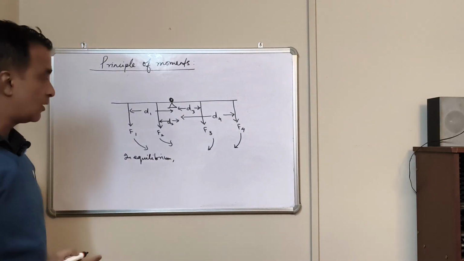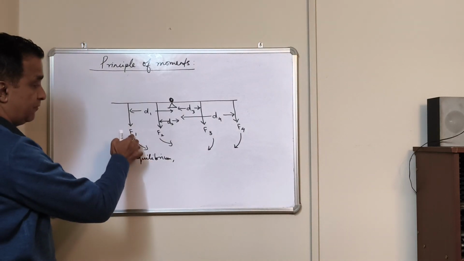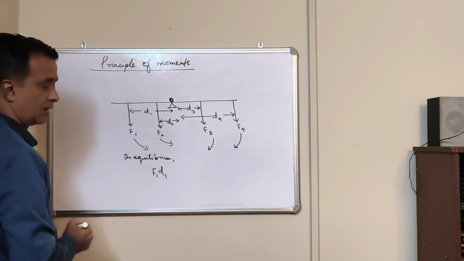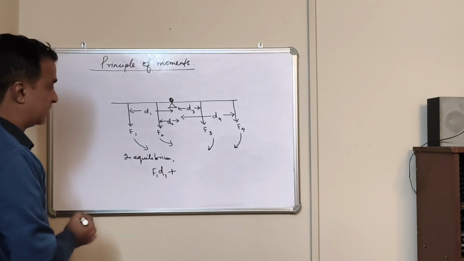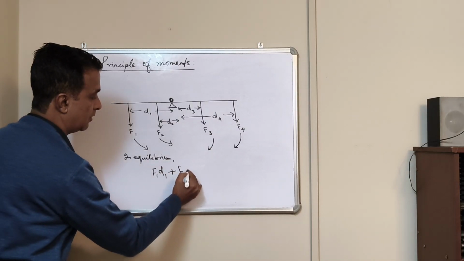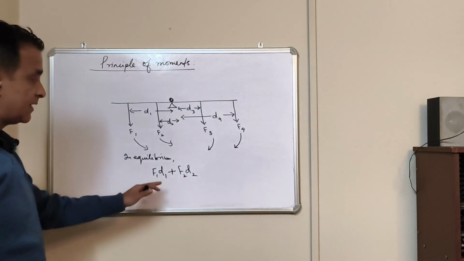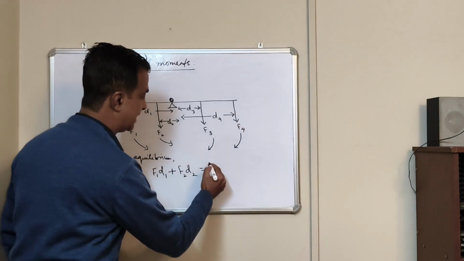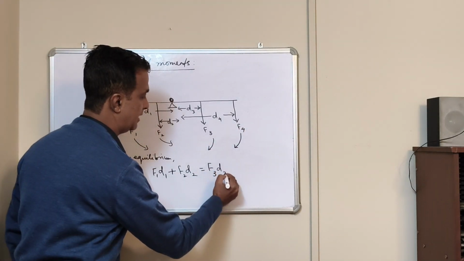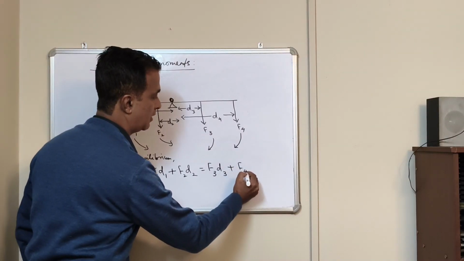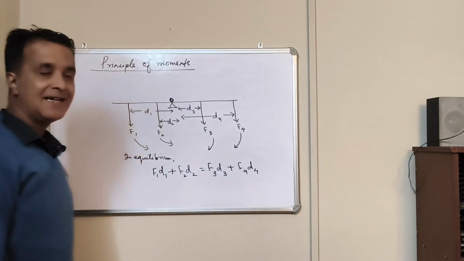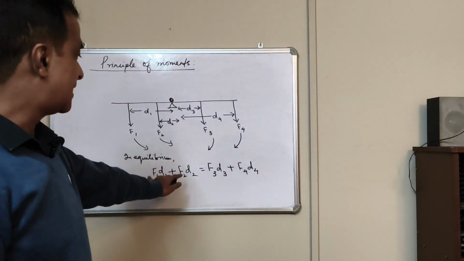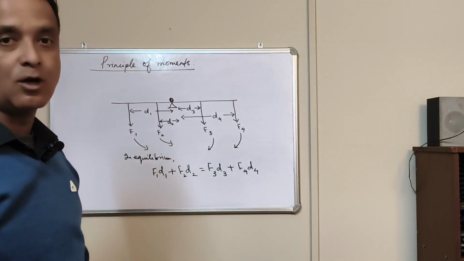the sum of the anti-clockwise moments, let's first take the moment created by force 1, F1 d1, plus, remember that, F2 d2 is the second moment. The sum of the anti-clockwise moments will be equal to the sum of the clockwise moments, meaning F3 d3 plus F4 d4. Basically, this is the principle of moments. In equilibrium, the sum of the anti-clockwise moments is equal to the sum of the clockwise moments.